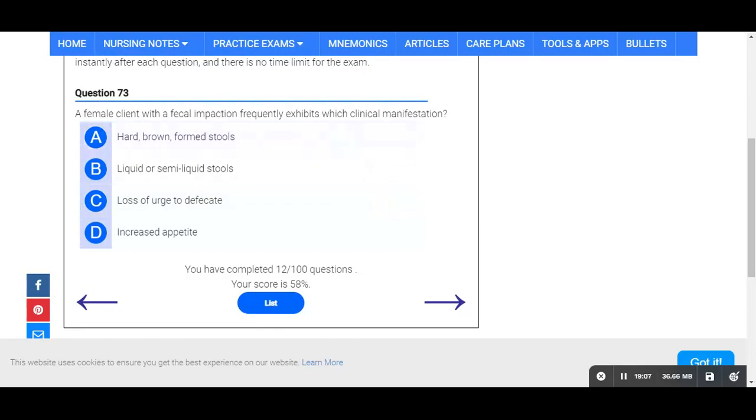A female client with fecal impaction frequently exhibits which clinical manifestation?